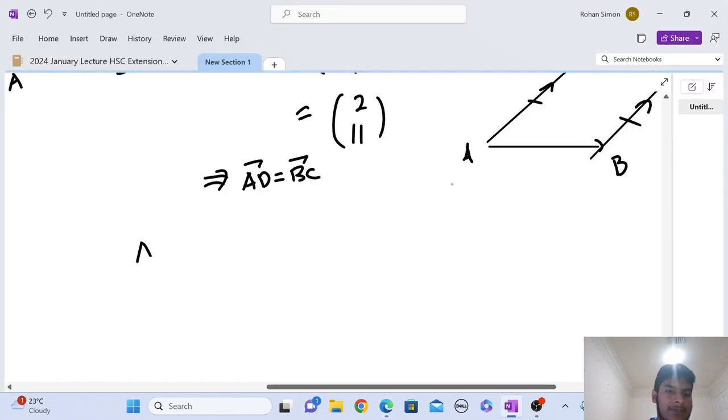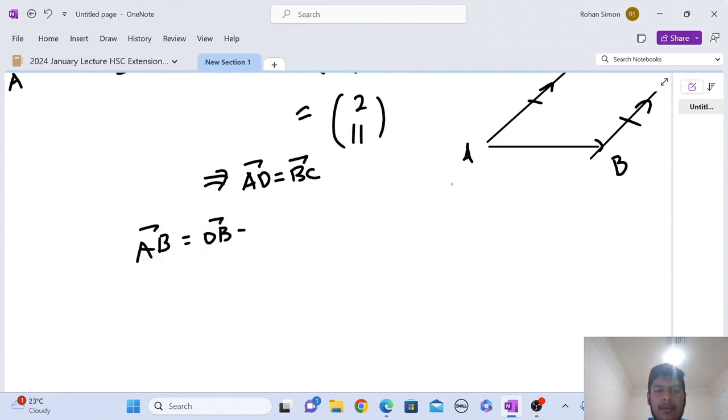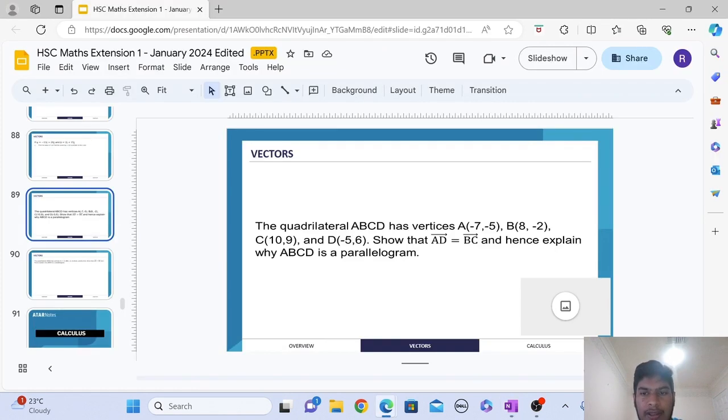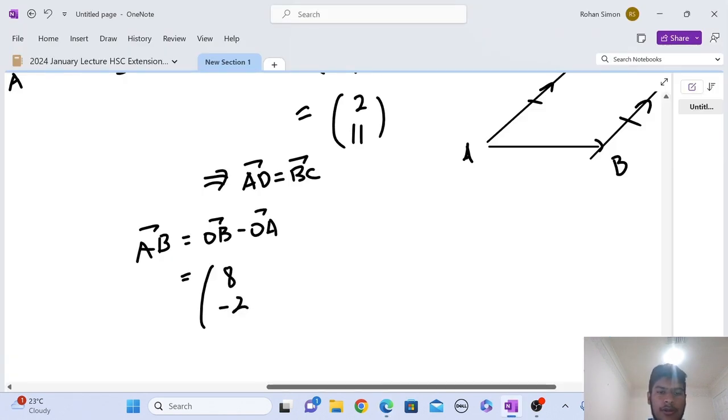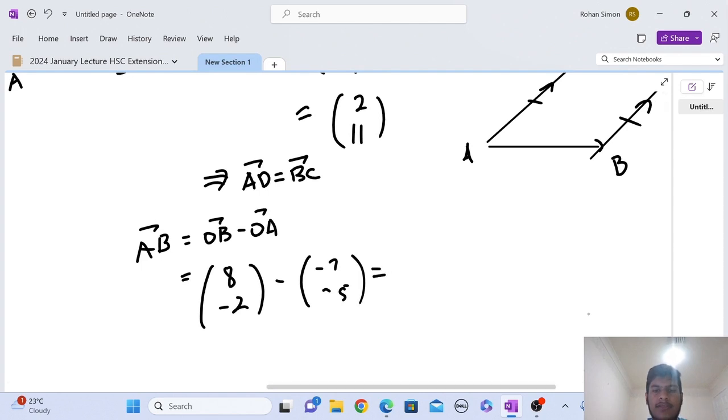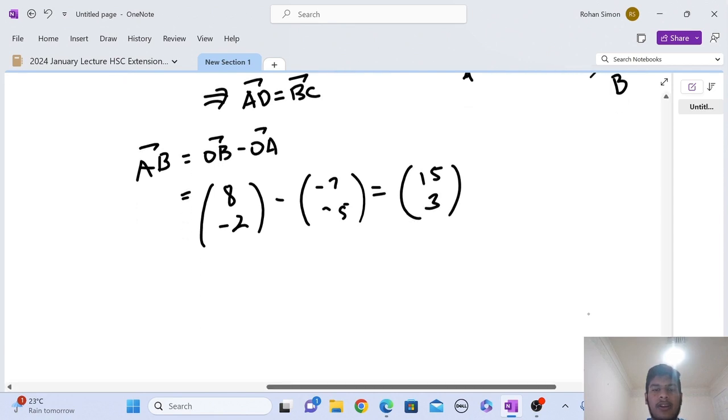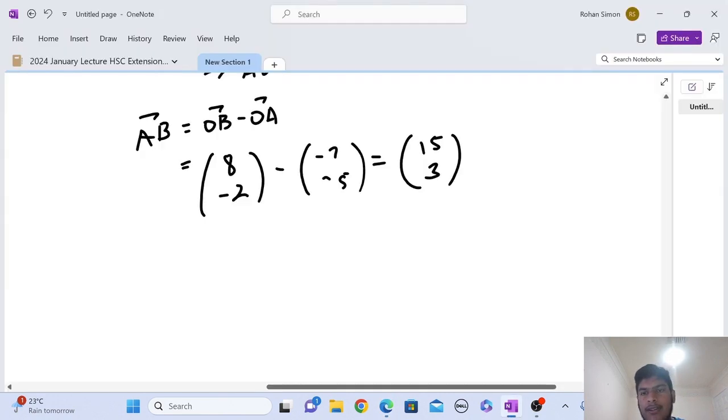So let's see what AB gives us first. Vector AB is OB minus OA, which is the end minus the start. And you can double check that by using your vector subtraction laws, the geometric approach. It should give you the exact same thing. So OB is 8, minus 2, minus OA is 7, minus 5. So 8 plus 7 is 15. Minus 2 plus 5 is 3. So 15, 3.